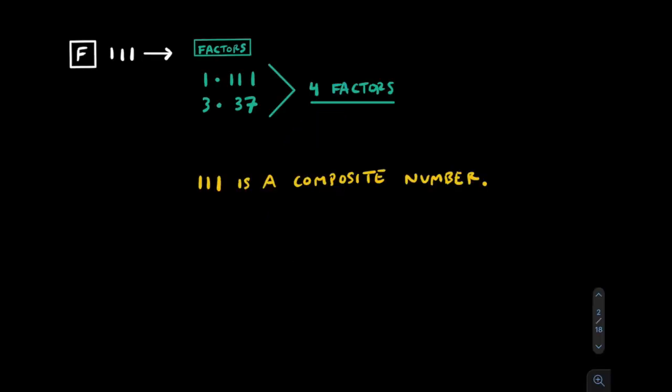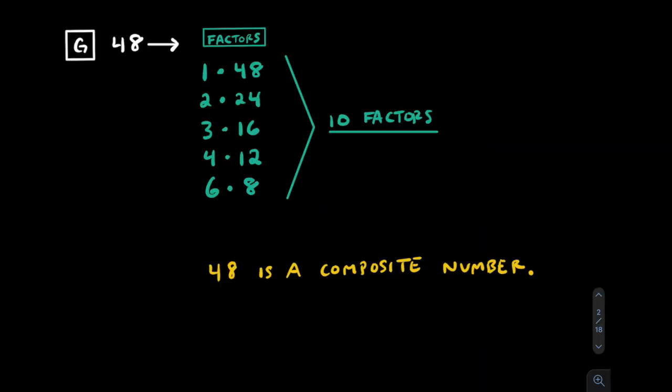Decide whether it's prime or composite. Even though 111 looks prime, it's actually composite. If you use the divisibility rule, you can see it's divisible by 3. Pause again and give this a try. It turns out 48 has 10 factors, definitely making it a composite number.